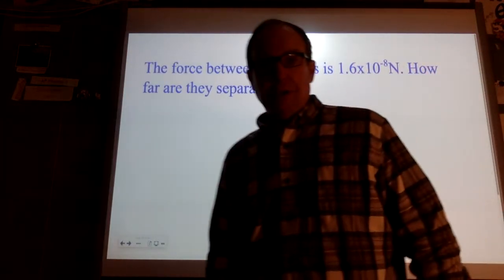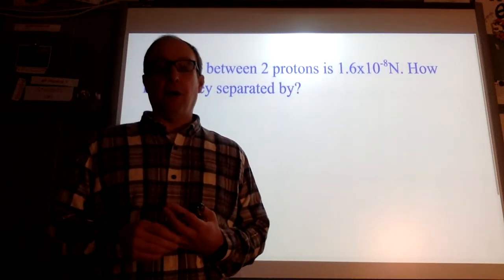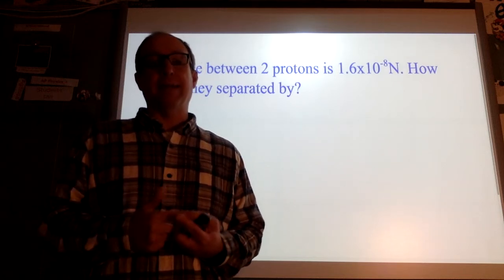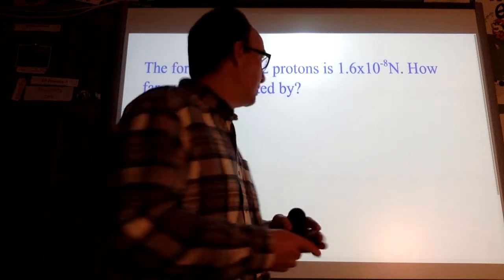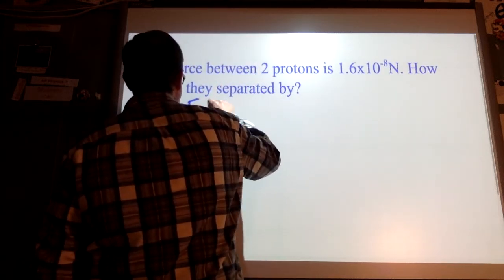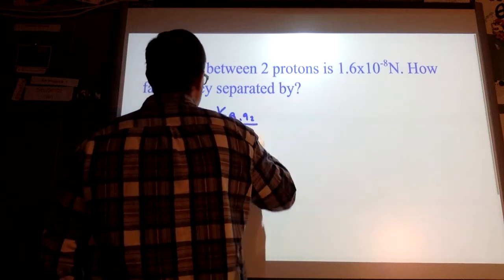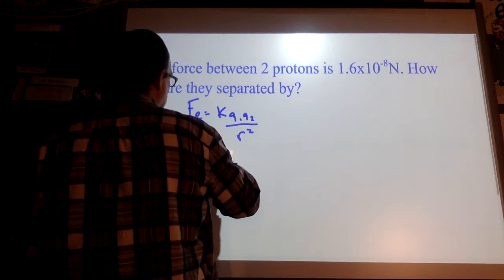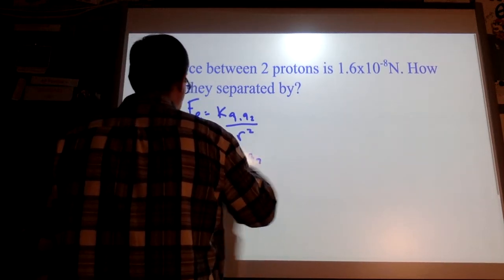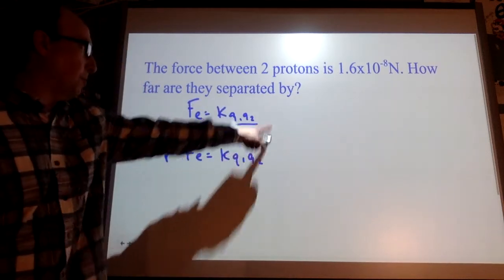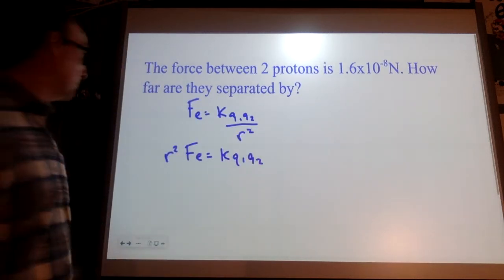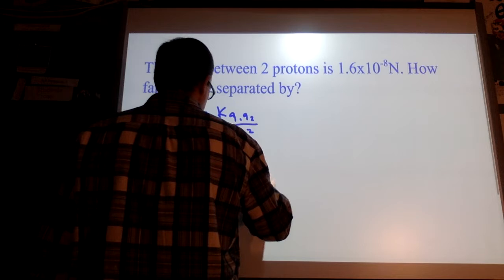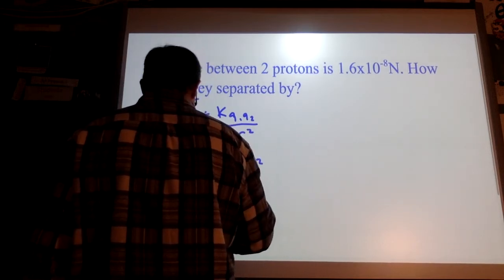They could also ask you to figure out how far things are apart. So you're not always just going to look for the force. In this case, they give us the force. We know the constant. We should know the charge. They want to know what R is. So looking at my original equation, I'm going to get R by itself. So I'm going to multiply both sides by R squared. Over here, R squared up here and R squared down there would cancel out. Then I'm going to divide by FE. And then I'm going to square root.